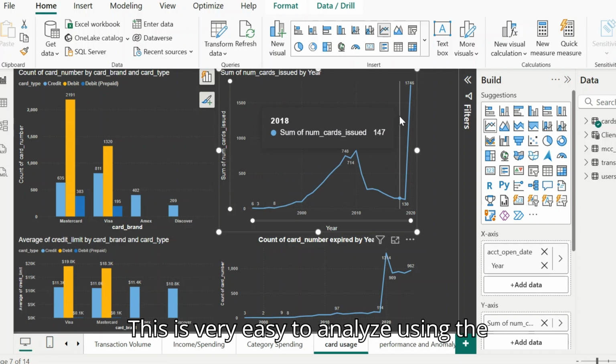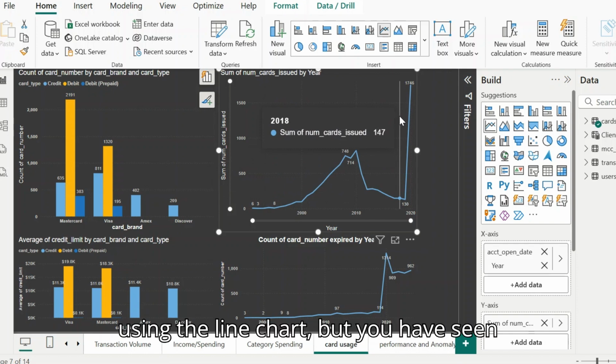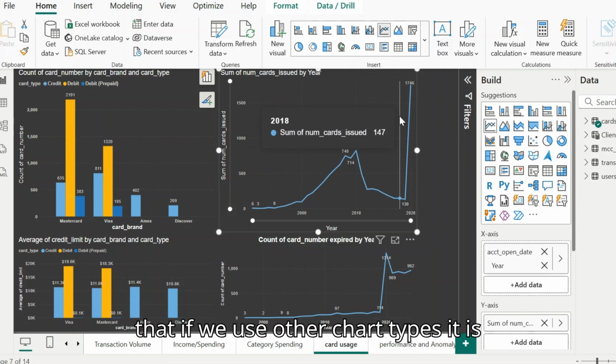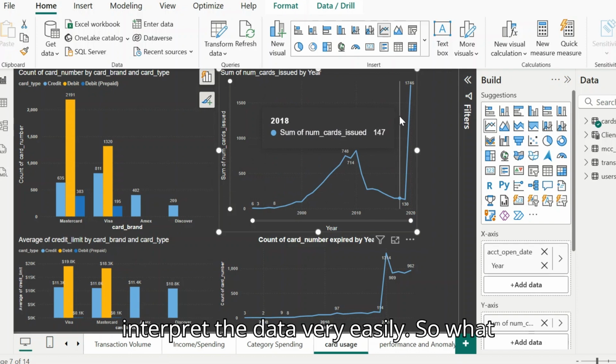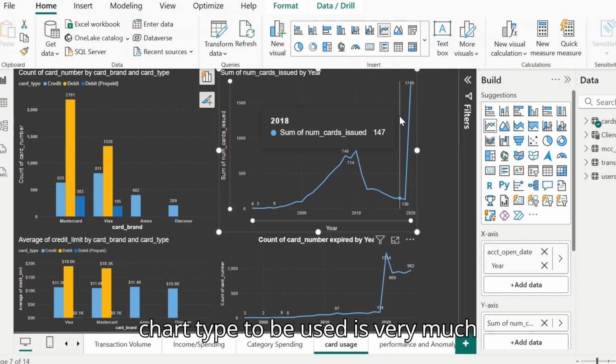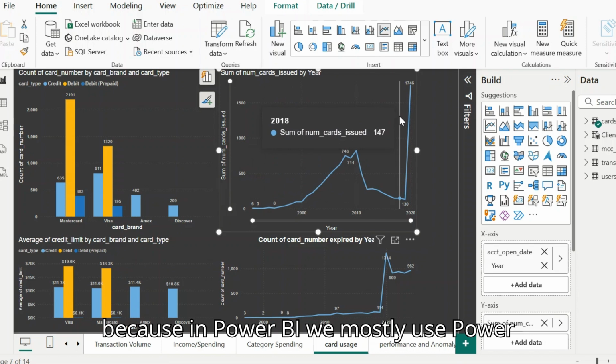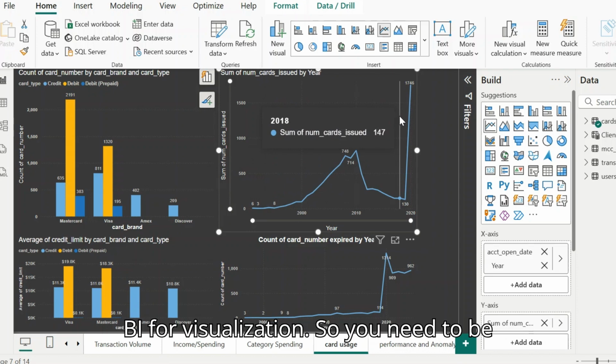This is very easy to analyze using the line chart, but you have seen that if we use other chart types, it is not very visible, or we cannot interpret the data very easily. So what chart type to be used is very important for visualization, because in Power BI we mostly use Power BI for visualization.